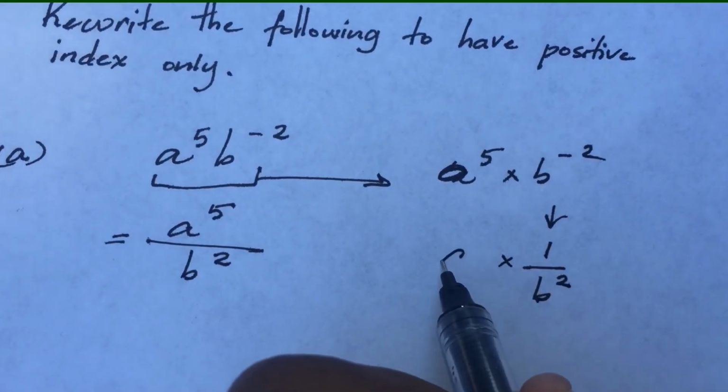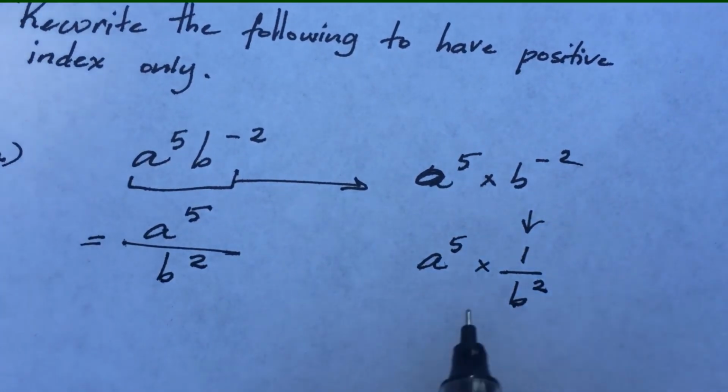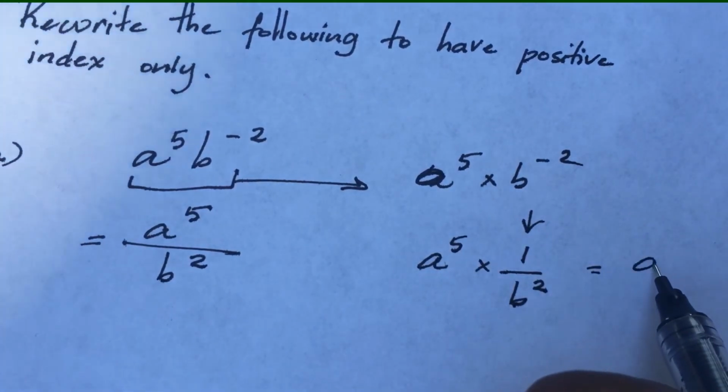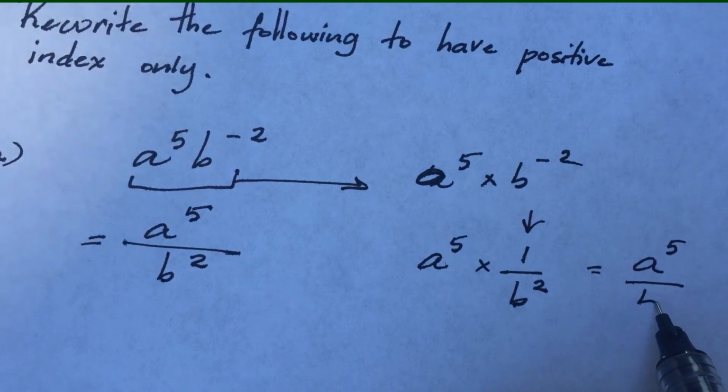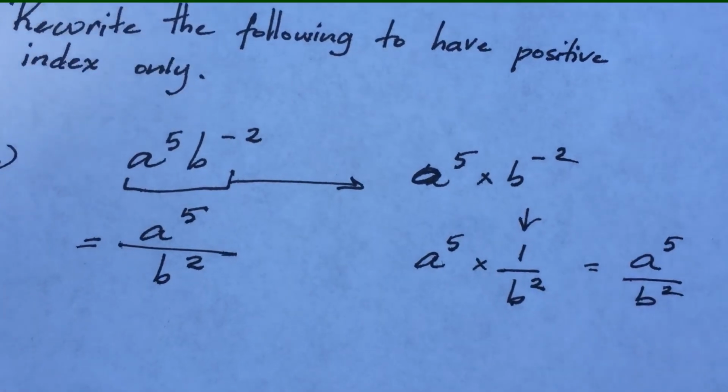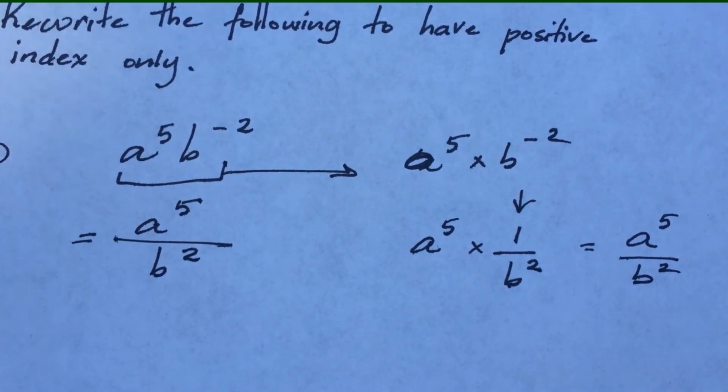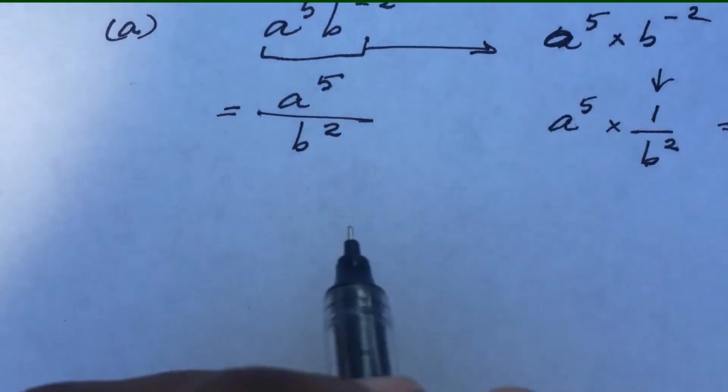And remember, we still have that a to the 5 to multiply by it. So 1 times a to the 5 will give us a to the 5. And we'll have that b to the 2 in the denominator. As simple as that. Let's look at another one.